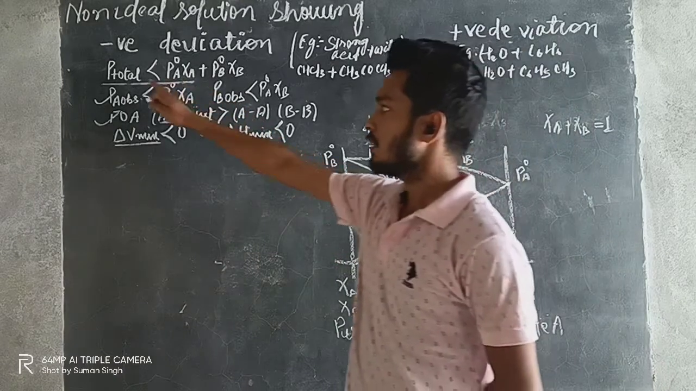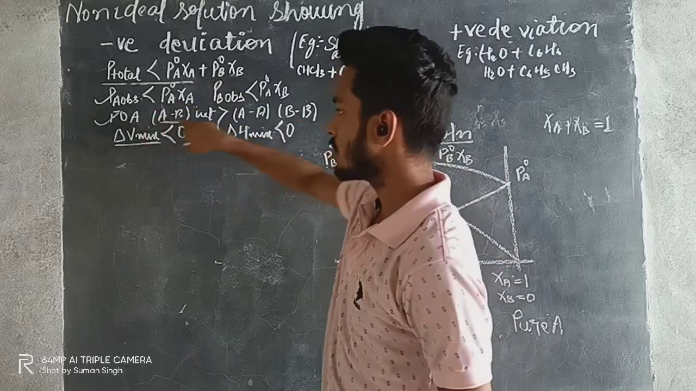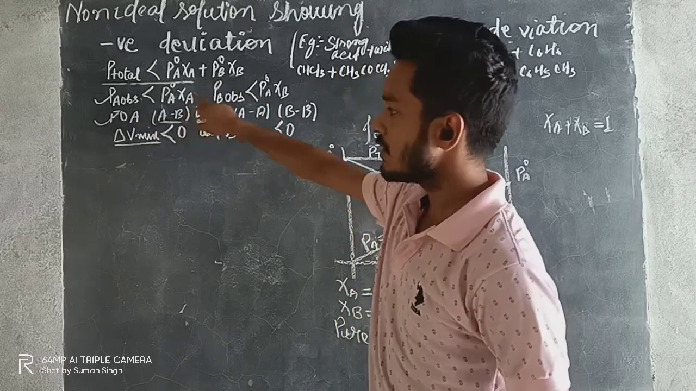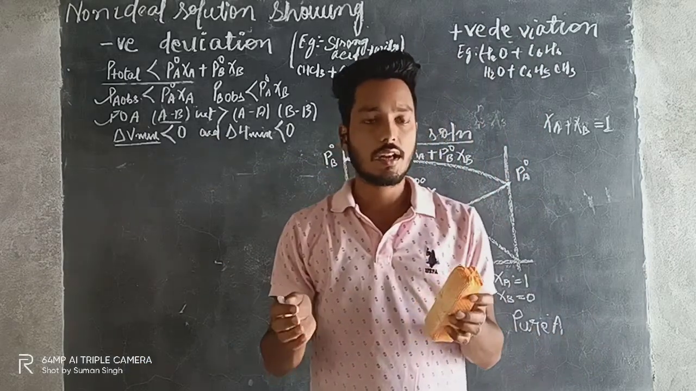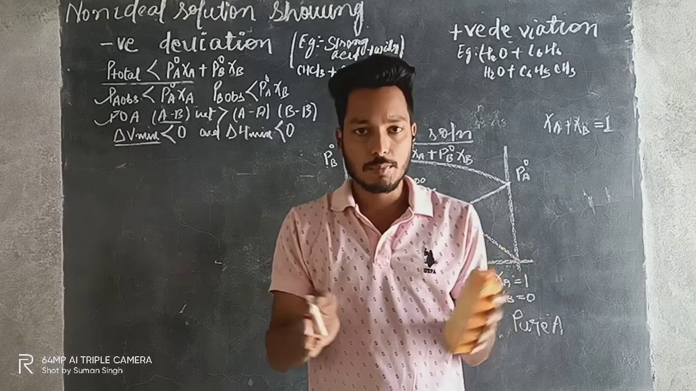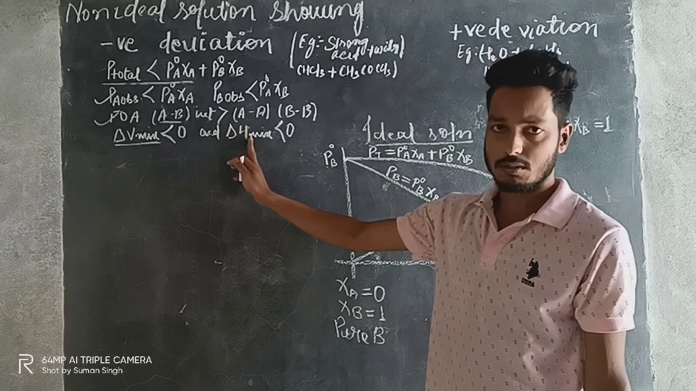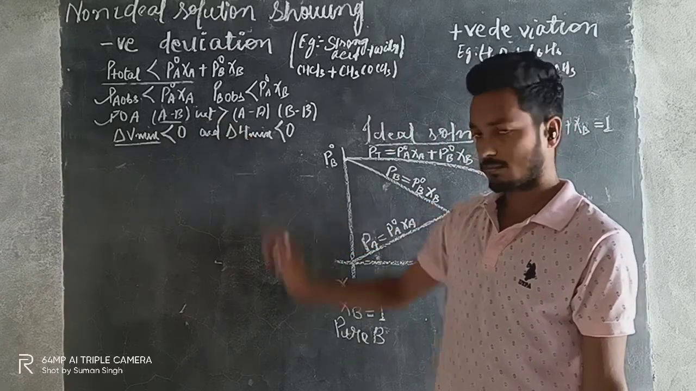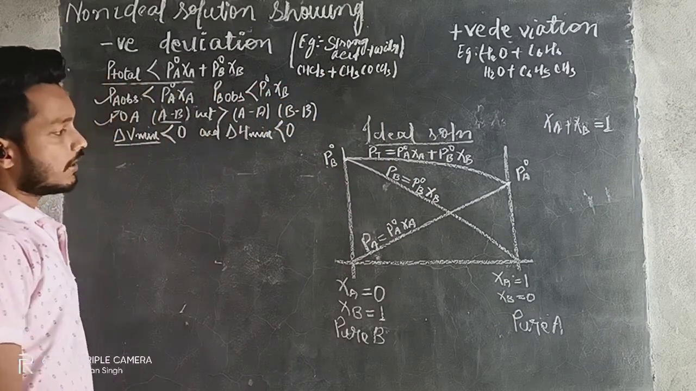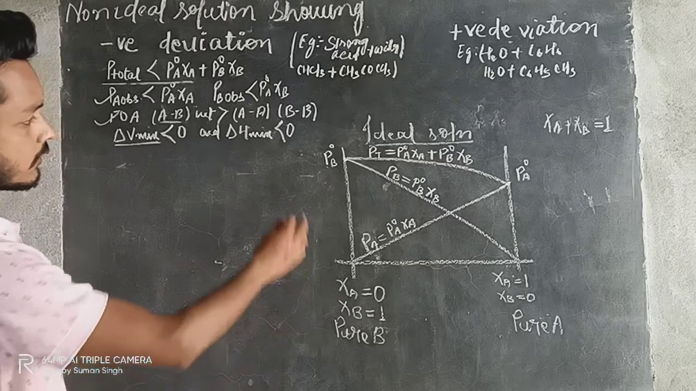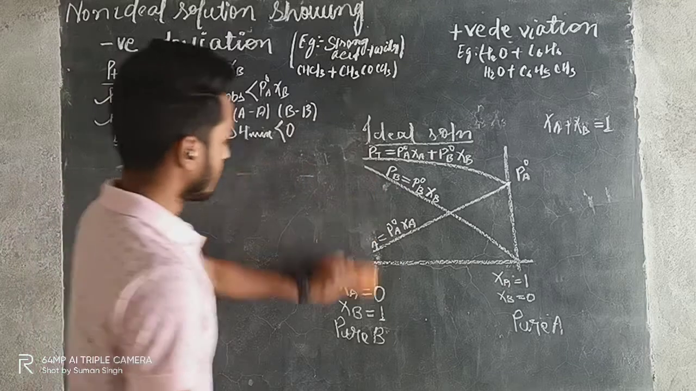The first thing is P total is less than P naught A zeta A and P naught B zeta B. Why? Because the force of attraction between AB has increased, and since the molecules have come closer to each other, the volume has decreased. That is why delta V mixing has decreased, and delta H mixing has also decreased. Okay, now we will see the graph. When we are seeing the graph, what I have told you, in the same graph only I will try to make you understand, or let me do it again.